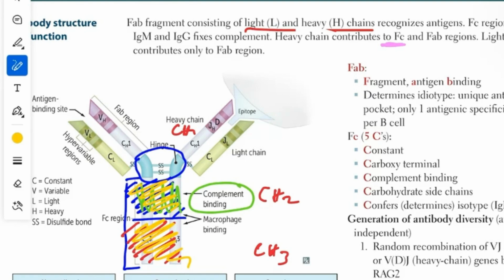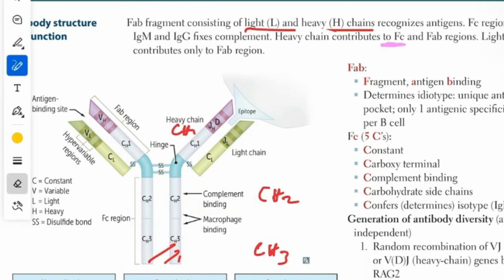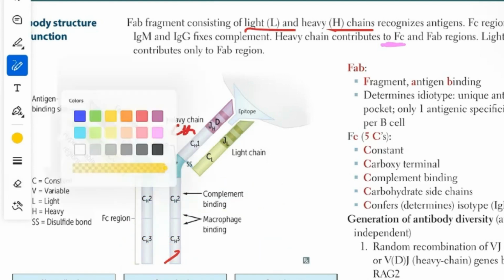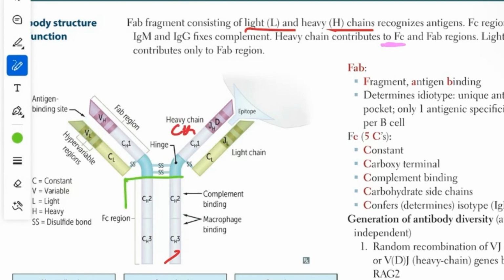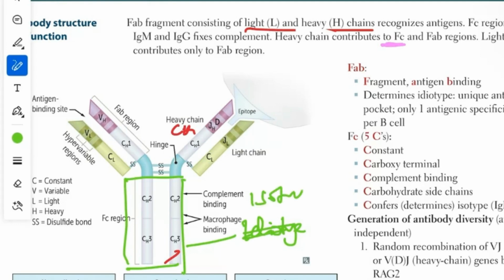This FC portion determines the isotype. Sorry, I said idiotype. Isotype. When we say isotype, we're asking whether it is immunoglobulin G, A, M, E, D, or any of those. The different isotypes have different FC portions, and we'll see why this is relevant shortly.